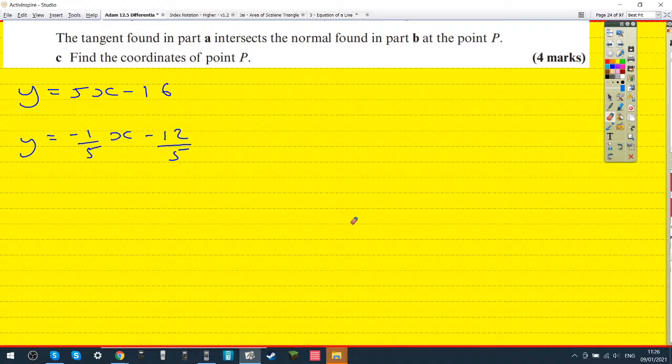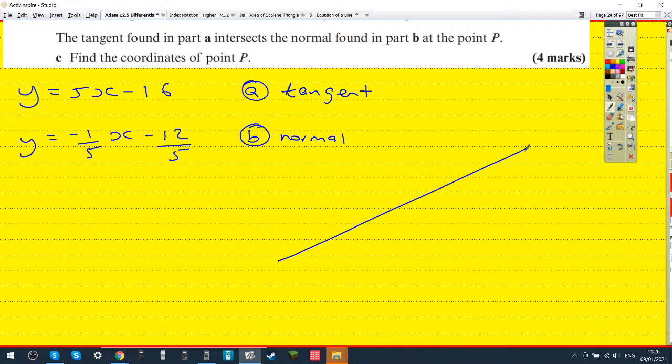Wait, so y equals 5x minus 16, what is that? So that was the answer to part A. This was the answer to part B. So this was the tangent, this was the normal. Do we need to make them equal to something, like what y is? We need to find out. So this line is going to look like that. This line is going to look like that. We want to find the intersection, and we need to find the coordinates at that point. Any idea how you go about that?